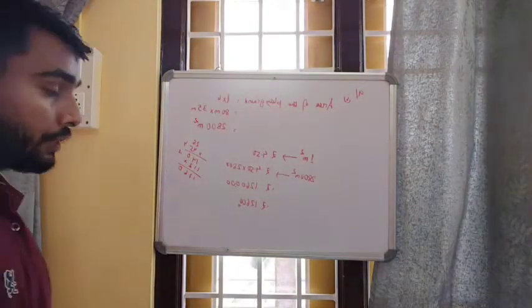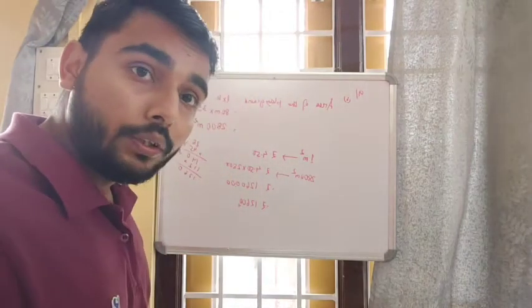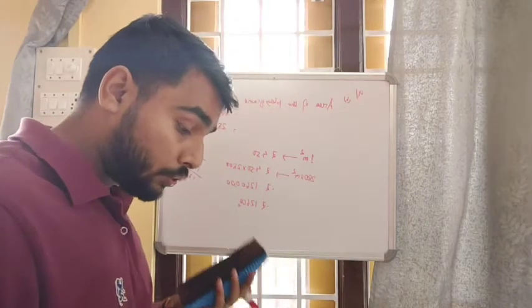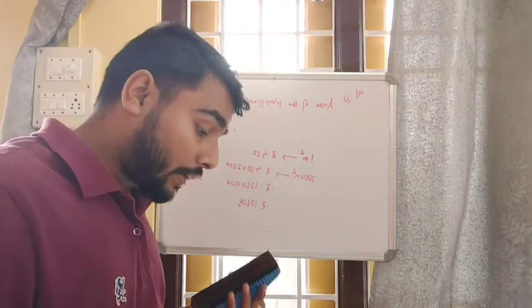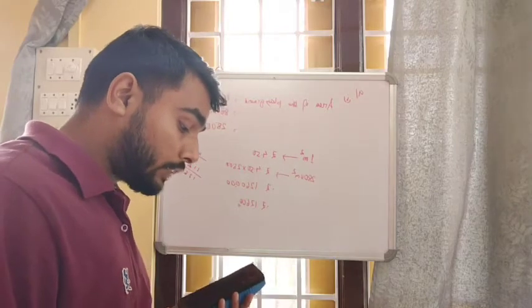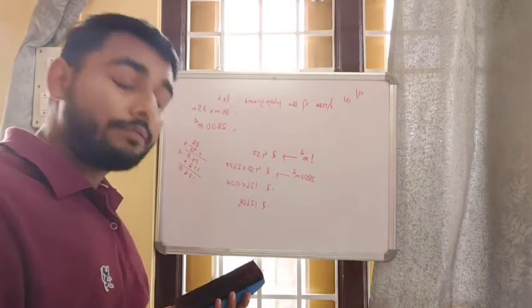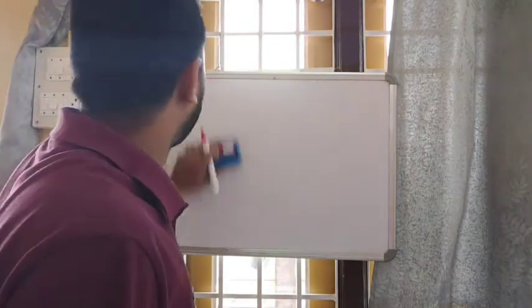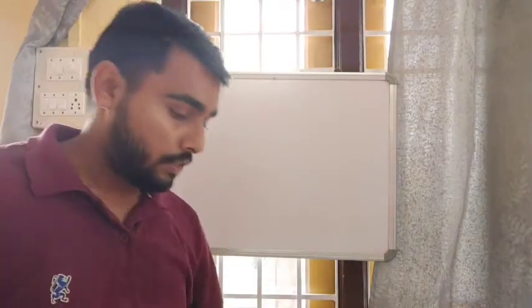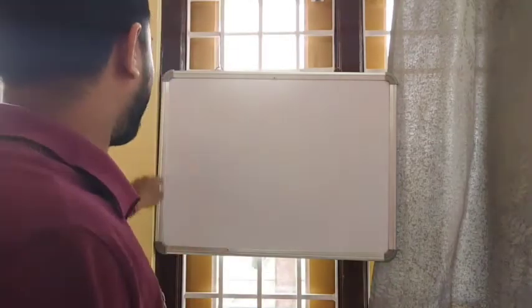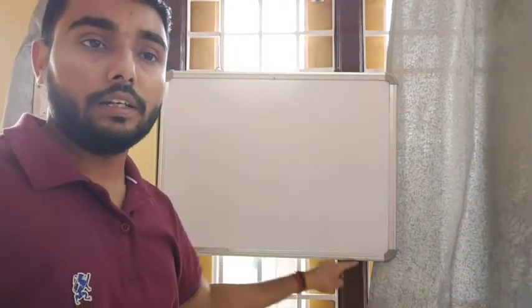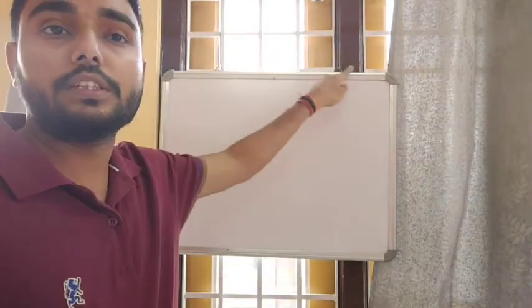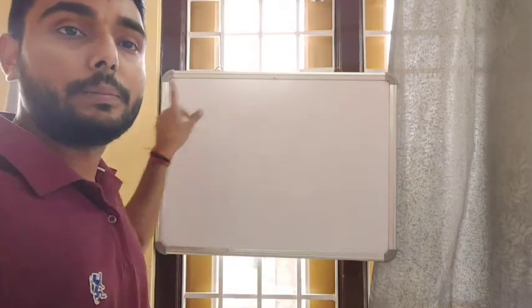Now, number 2 question says: how long will it take to go 3 times round the field if he walks at the rate of 1.5 meter per second? Whenever he goes round the field, he will not cover the area. He will cover the boundary of the field, which means he will cover the perimeter of the field. So first we will find the perimeter.